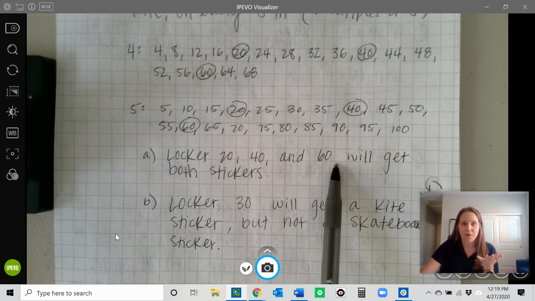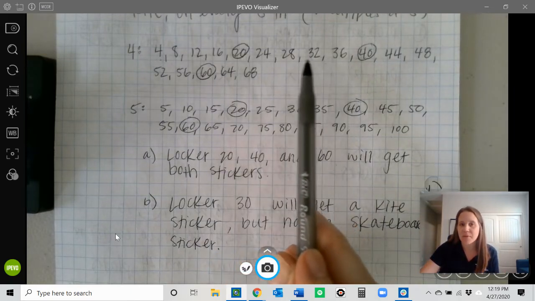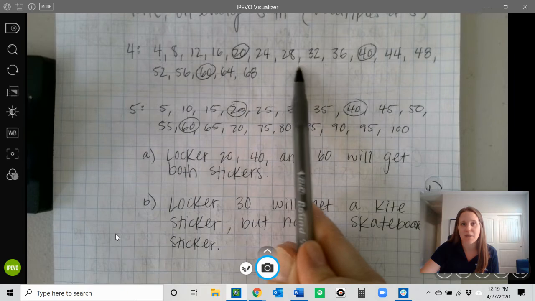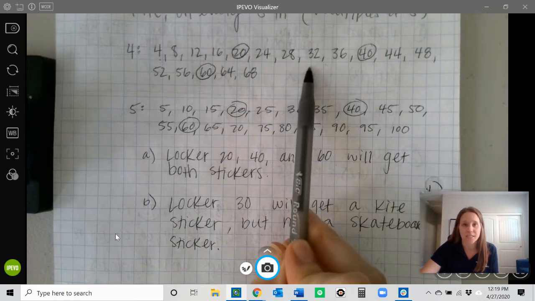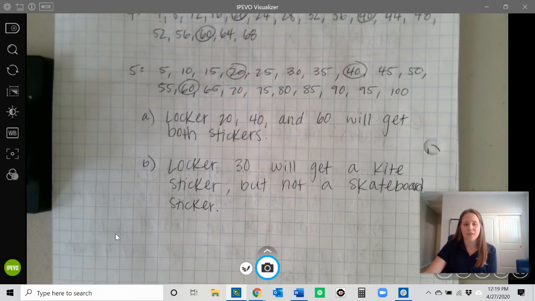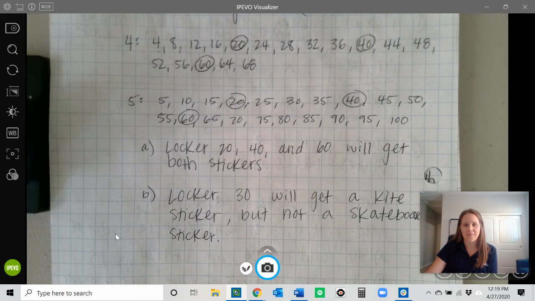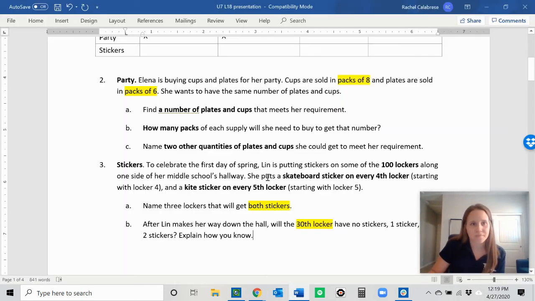Part B asked, will locker 30 get 0 stickers, 1 sticker, or 2 stickers? I'm looking at locker 30 and I don't see it on my list for skateboard stickers. It's going to be in between lockers that have skateboard stickers, but I do see it here. So B, my answer is locker 30 will get a kite sticker, but not a skateboard sticker. Okay, let's keep going.